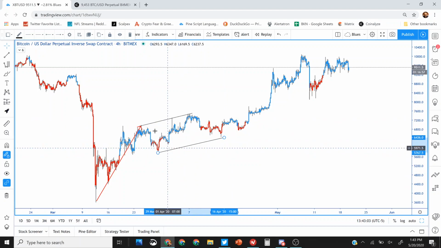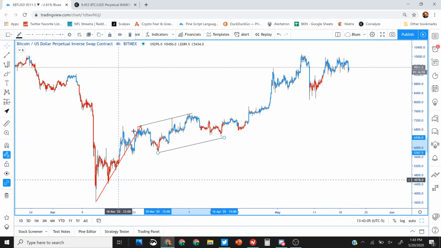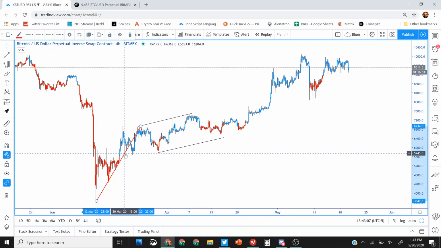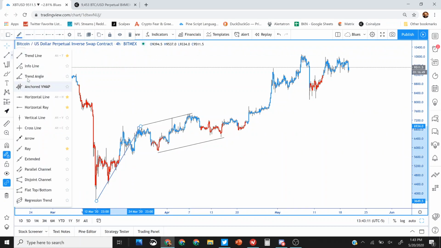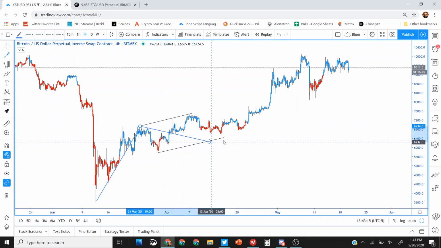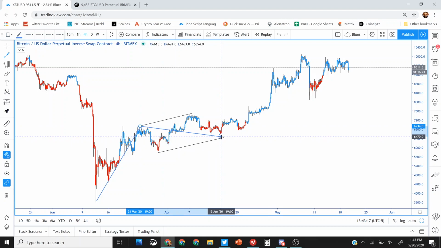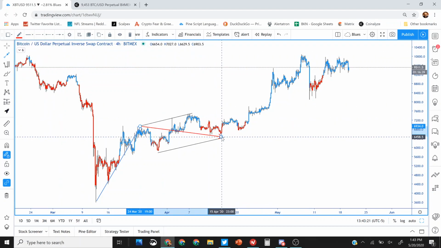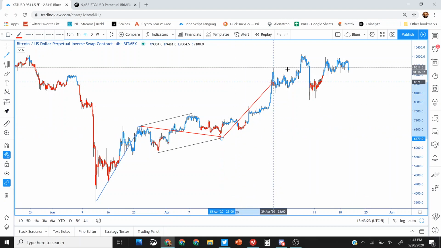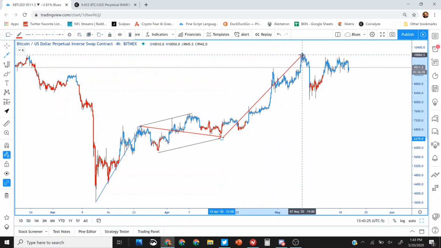It doesn't matter too much to me. Fact is, I see this as an impulse. Let me make this blue. And I see the move behind it as a correction. And I see the move up behind that as an impulse.